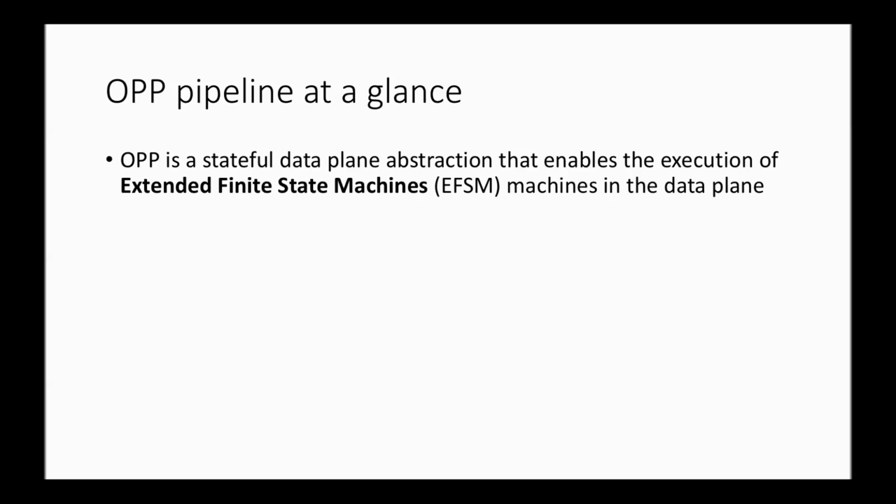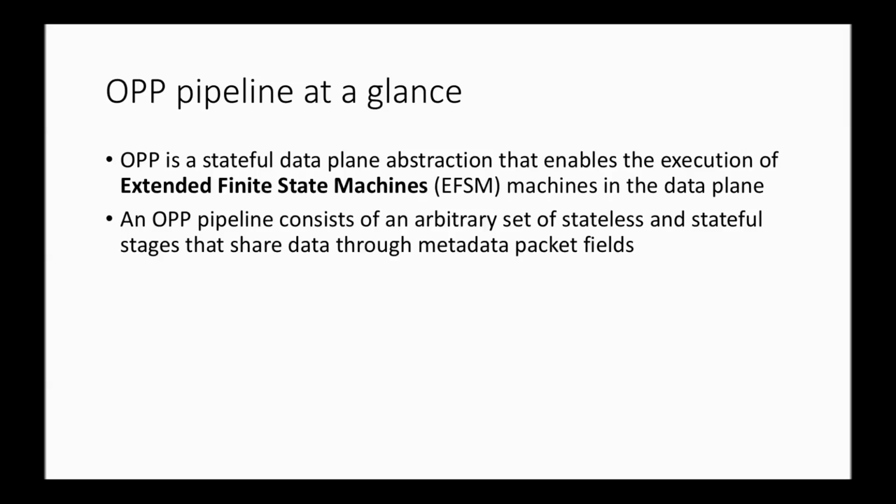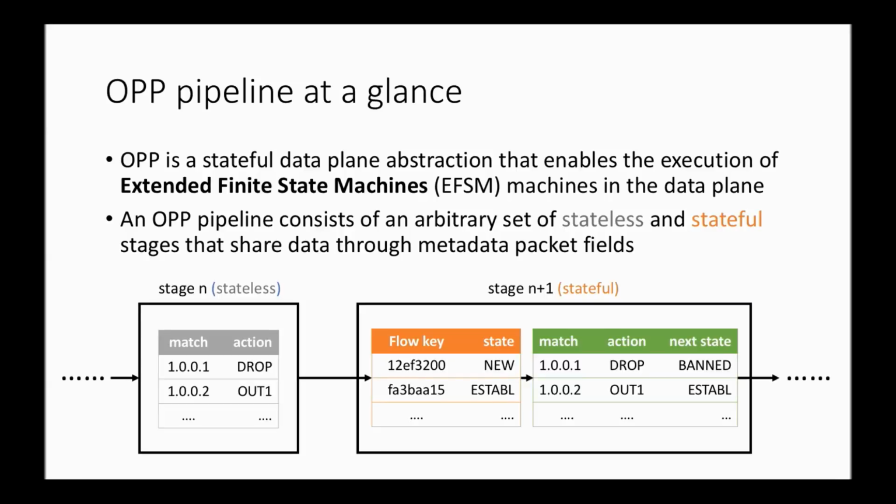OPP enables stateful forwarding support by giving SDN data planes the ability to execute extended finite state machines directly in the fastpath. An OPP pipeline consists of a configurable set of stateful and stateless stages. A stateless stage can be seen as a standard OpenFlow-like match action table.